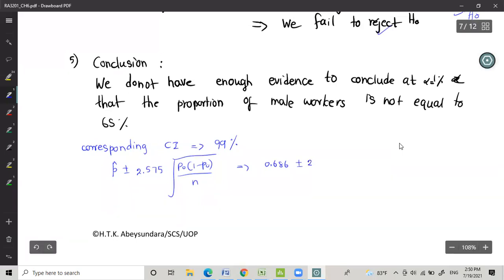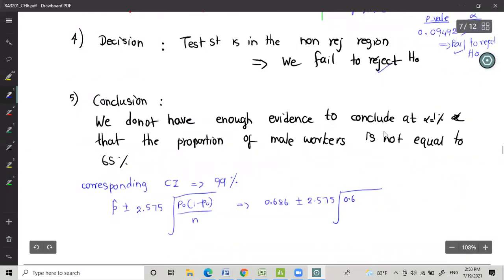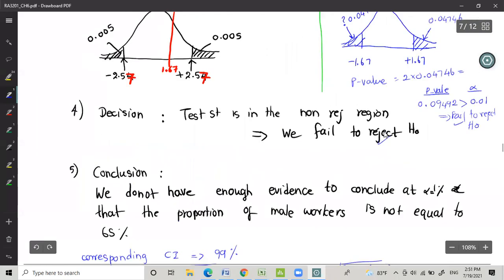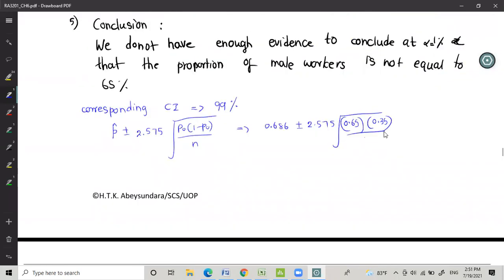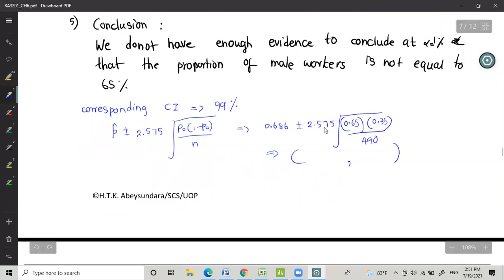Plus or minus 2.575. Okay. And what is P naught? Now you have to use P naught, which is 0.65. 1 minus 0.65 divided by the sample size 490. So this will give you the 99% confidence interval, right? So find it.